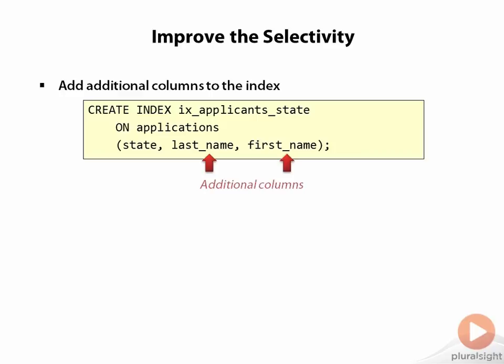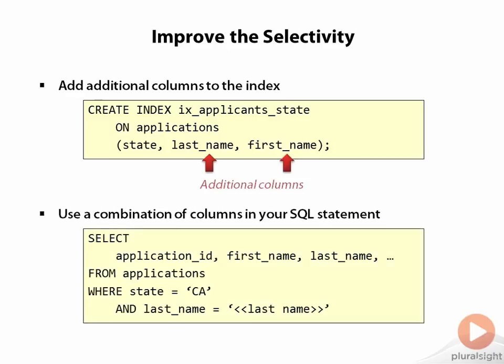This isn't enough though. We also need to make sure to include those columns in the where clause of our SQL statement. Remember, the selectivity of an index for a particular statement is based not on the total number of columns in the index, but on the number of columns in a consecutive sequence from the front of the index that the SQL statement is using.